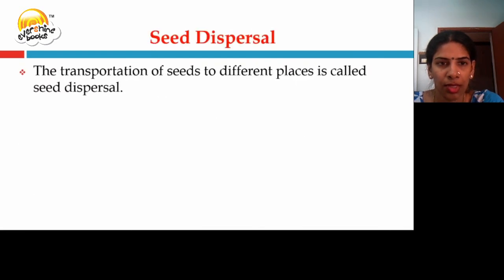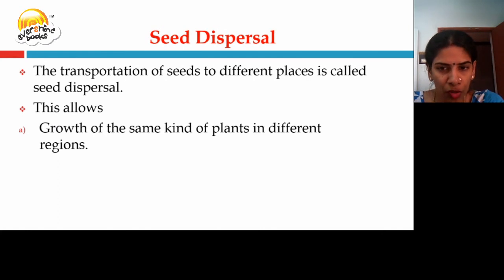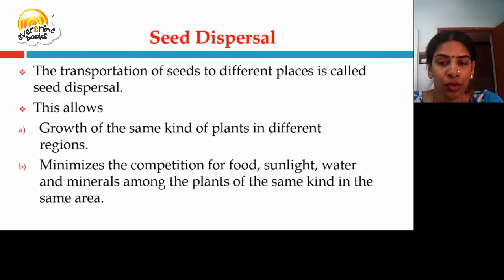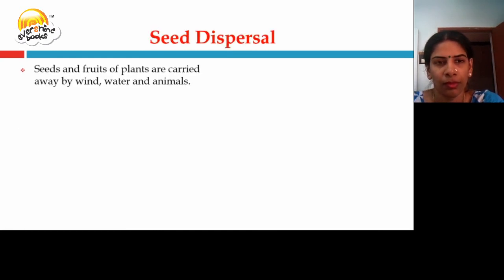Seed dispersal. The transportation of seeds to different places is called seed dispersal. This allows growth of the same kind of plants in different regions. It minimizes the competition for food, sunlight, water and other minerals among the plants of the same kind in the same area. So we can see seed dispersal may take place even in a different habitat, which is advantageous to the plant. Seeds and the fruits of the plants are carried away by wind, water and animals.